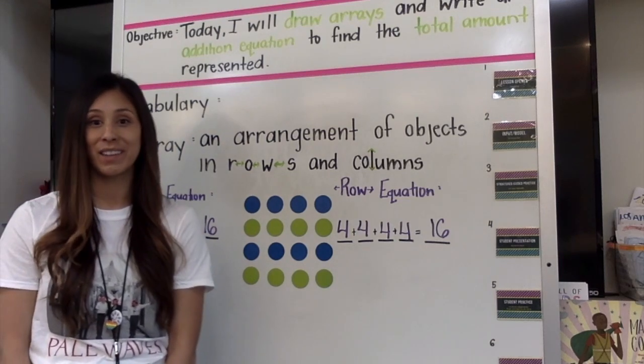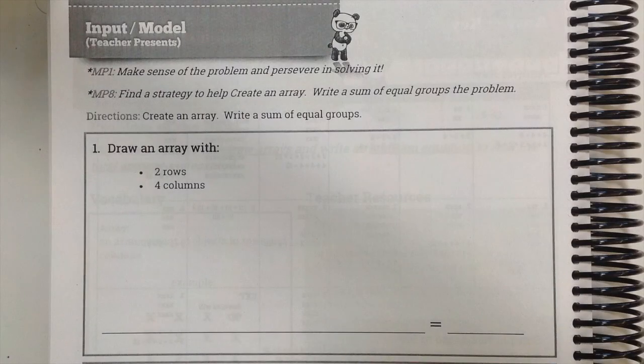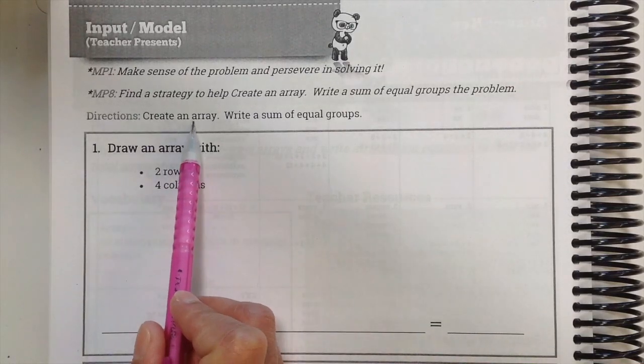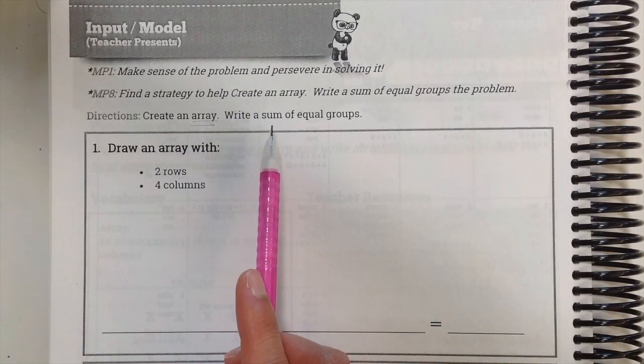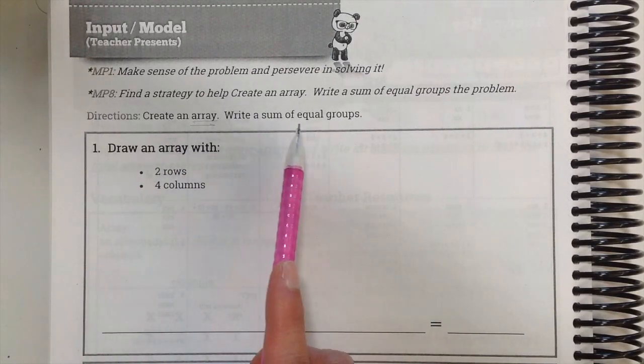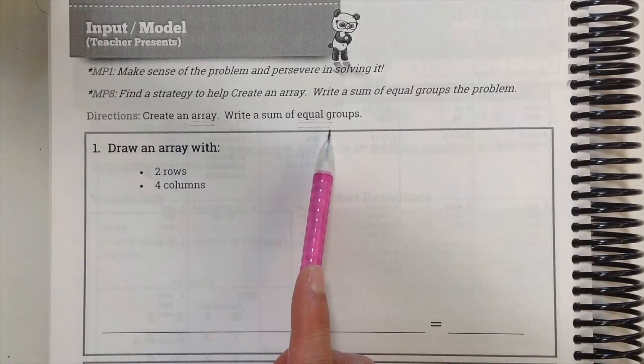This should not be particularly new for you, but I'm going to go ahead and model a couple of problems next. All right. So the directions at the top of the page say create an array. Write a sum of equal groups. So some very important things to notice in those directions is that it says to start by drawing an array. Okay, and then also to write the sum, so the total of equal groups. So remembering that in my array, the pictures need to be grouped equally, all right?